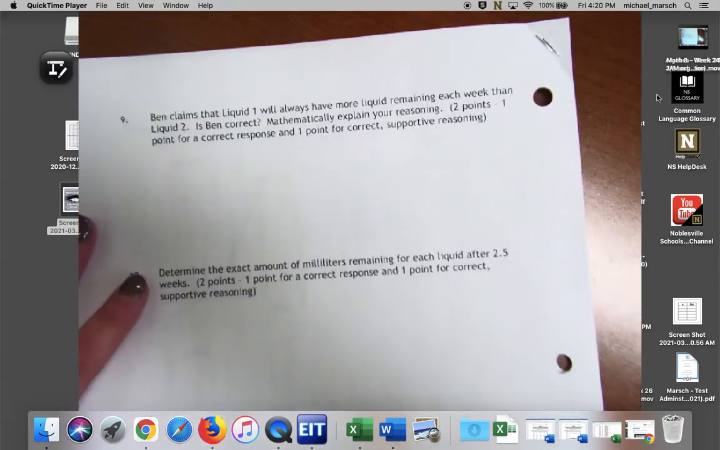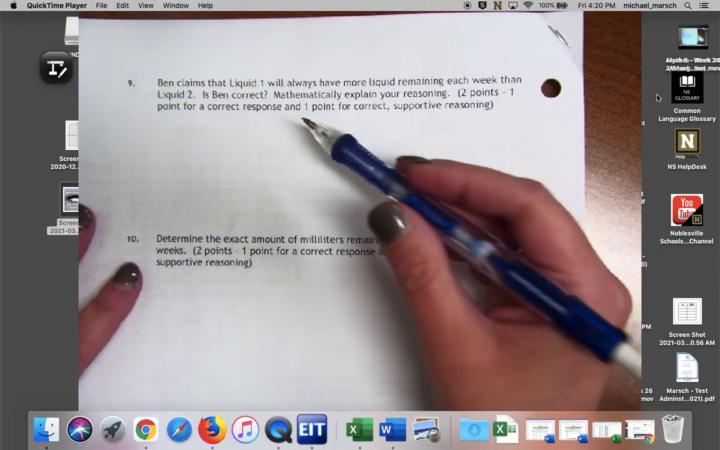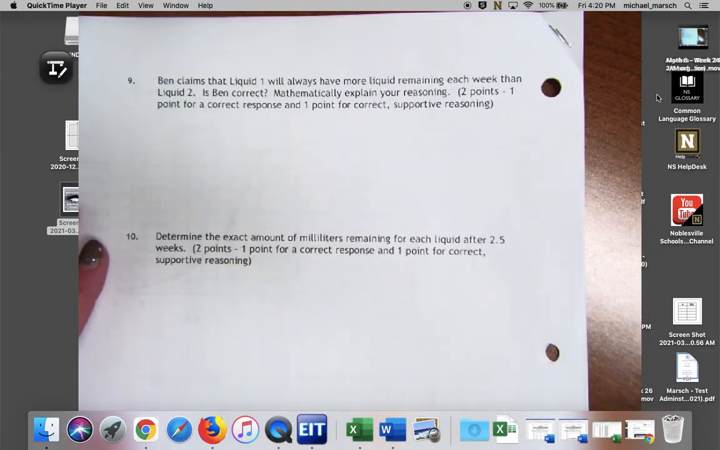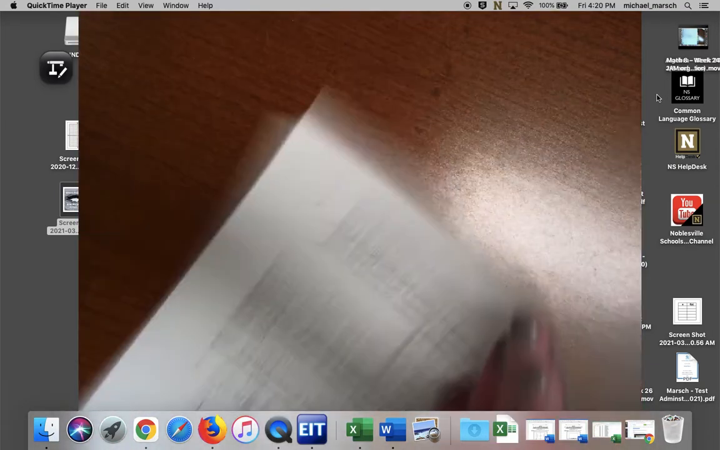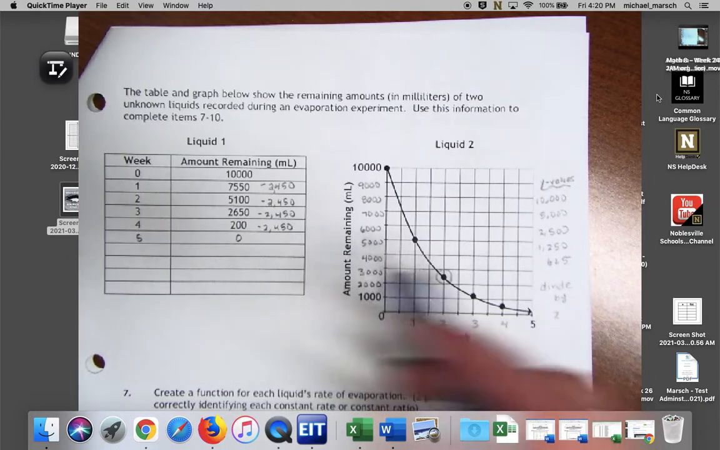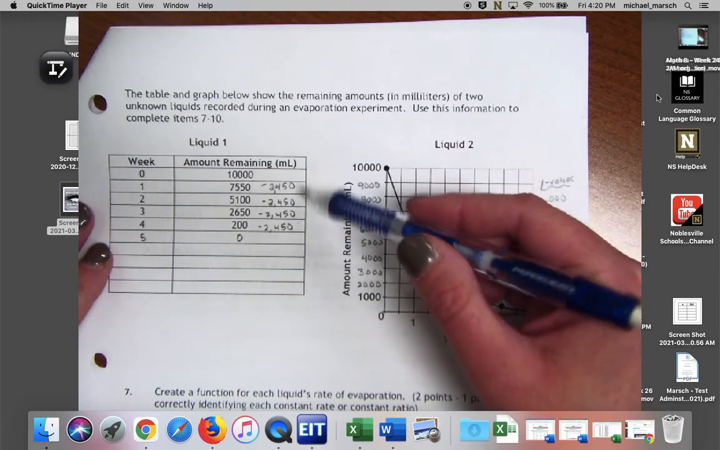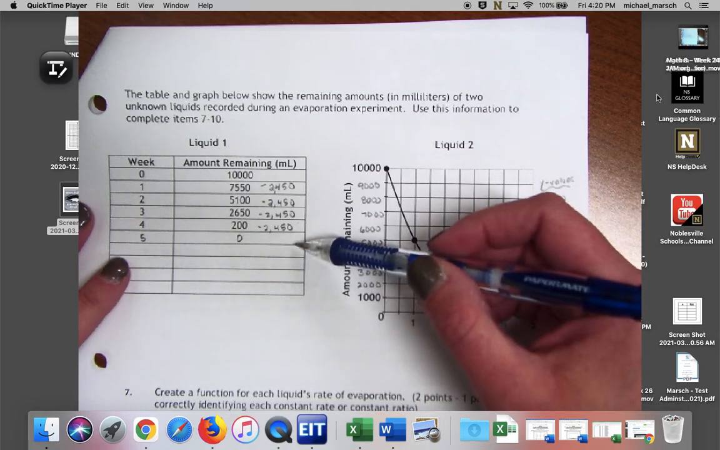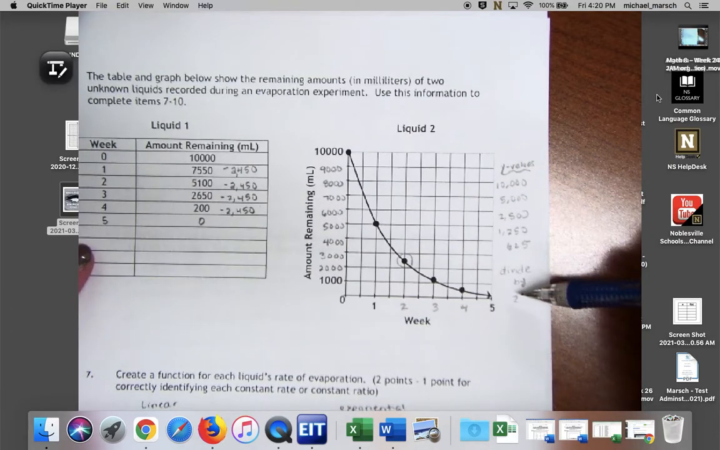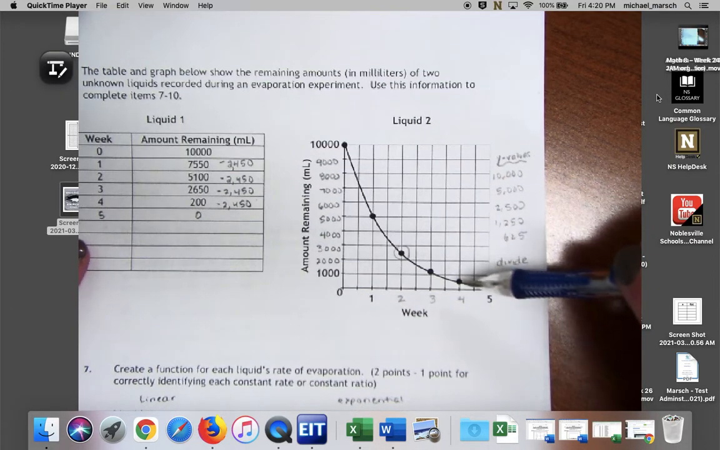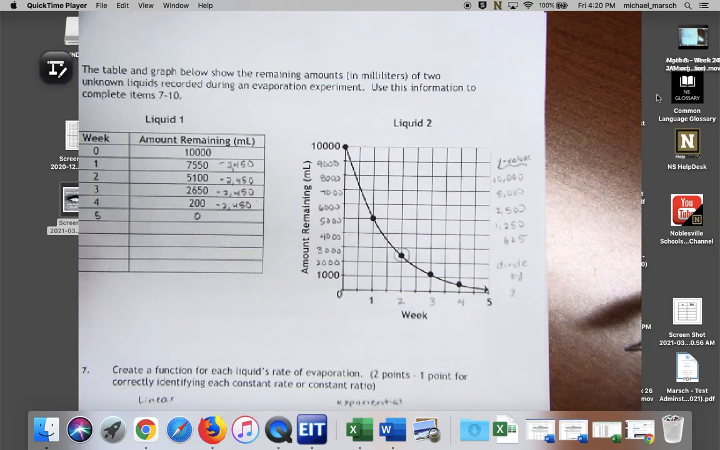Ben claims that liquid 1 will always have more liquid remaining each week than liquid 2. Is Ben correct? Mathematically explain your reasoning. So let's go ahead and look at what's happening here, and we kind of already hinted at this before. When you look at this table compared to this graph, remember this is a constant rate of change, which means that eventually liquid 1 is not going to have anything left. But over here, this is decreasing by halves, and we've talked numerous times that even though we're dividing by 2, we're never going to run out. It's never going to be at 0 exactly. It's just going to be smaller and smaller amounts.